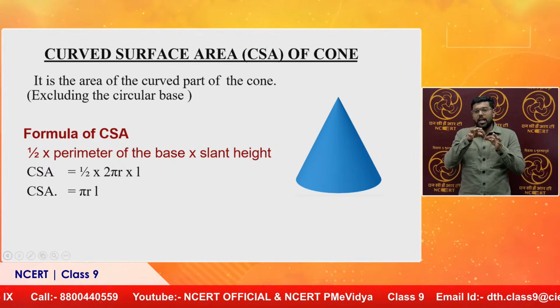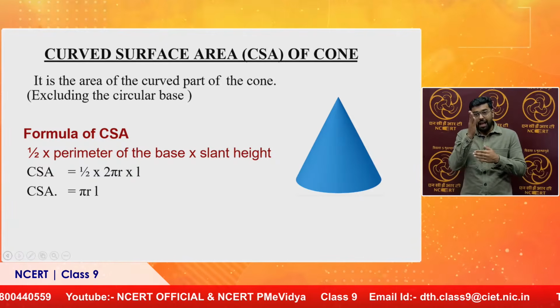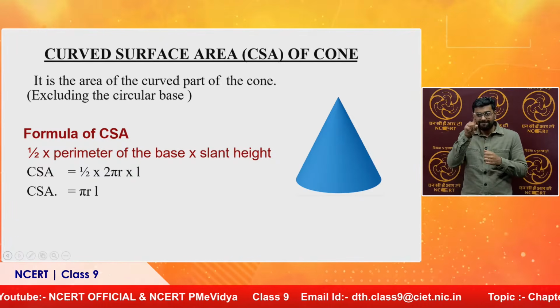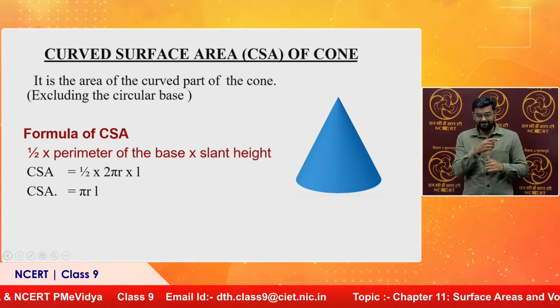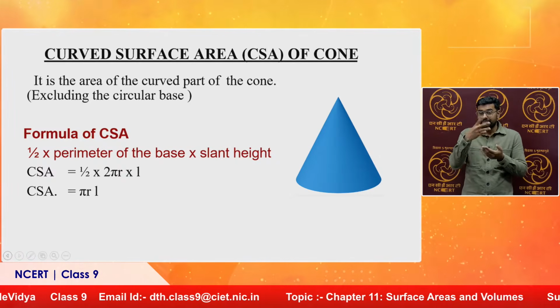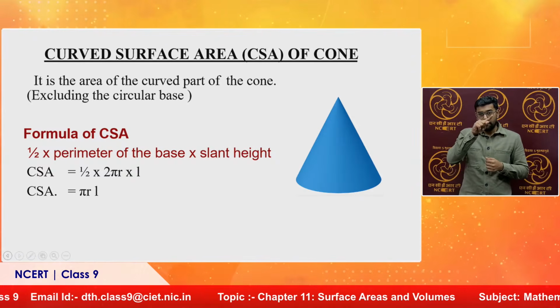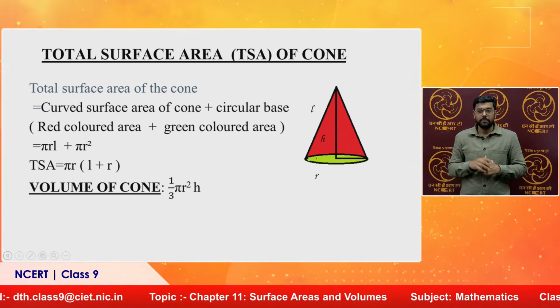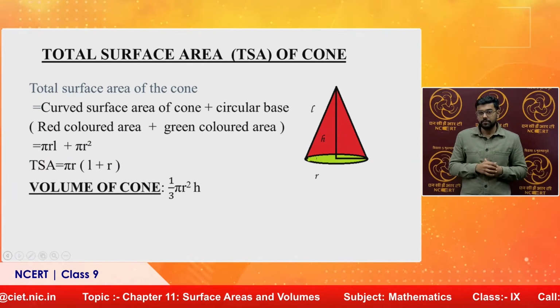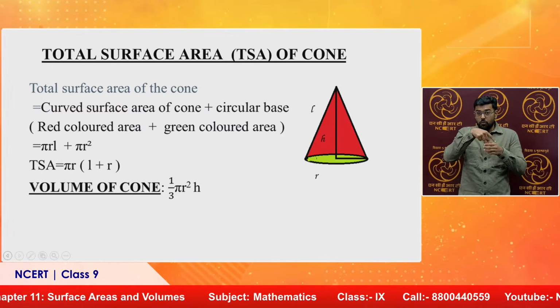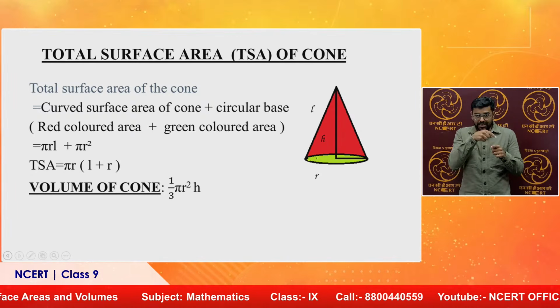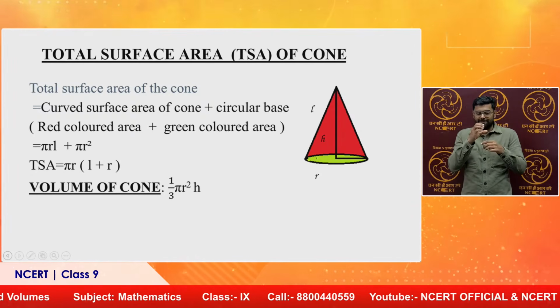That is equal to half of 2 pi r into L. When 2 gets cancelled with 2 here, we have the curved surface area of a right circular cone as pi r L. Okay children? Next, what is the total surface area then? The total surface area of the cone is equal to the curved surface area of the cone plus the circular base area.